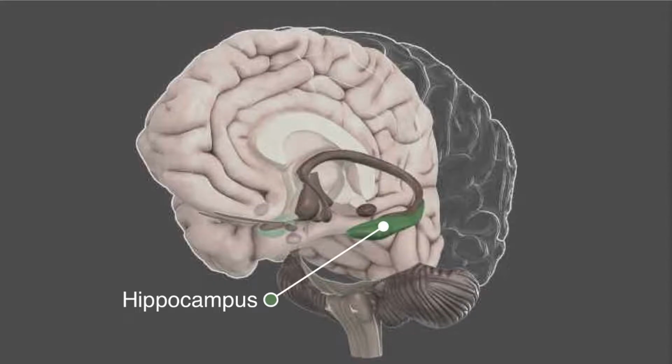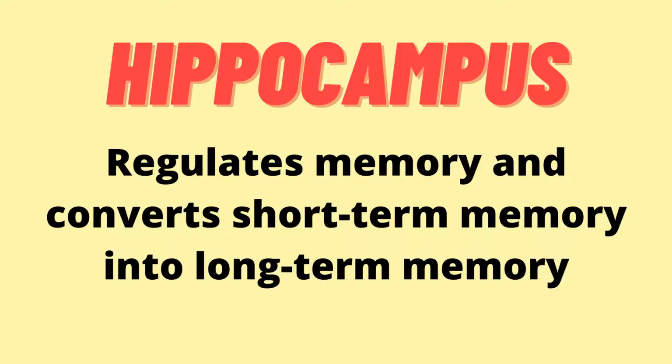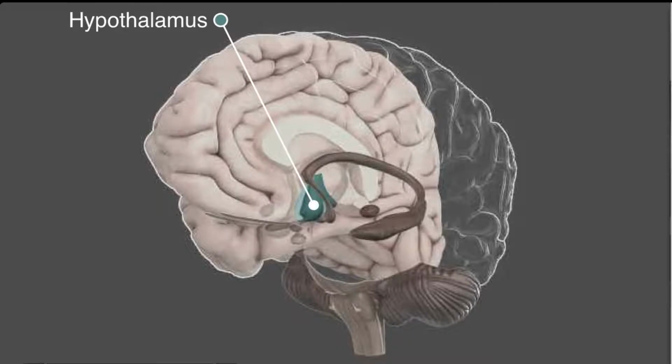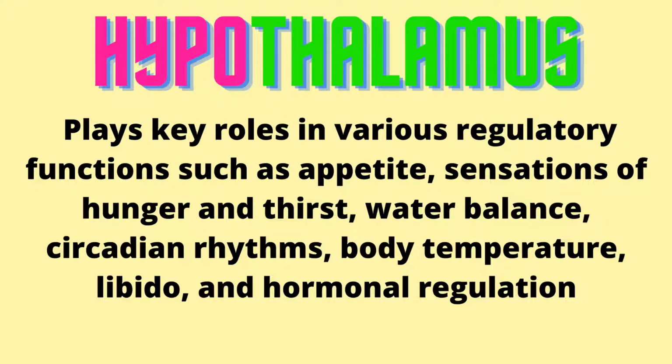What about the hippocampus? What does it do? Hippocampus regulates memory and converts short term memory into long term memory. What about the hypothalamus? Hypothalamus plays key roles in various regulatory functions, such as appetite, sensations of hunger and thirst, water balance, circadian rhythms, body temperature, libido, and hormonal regulation.